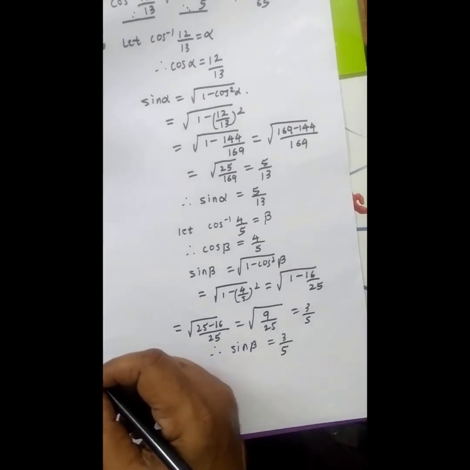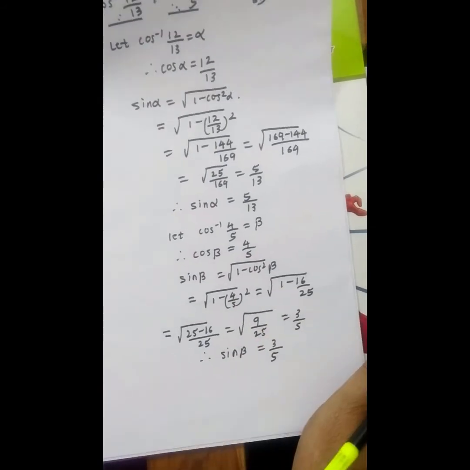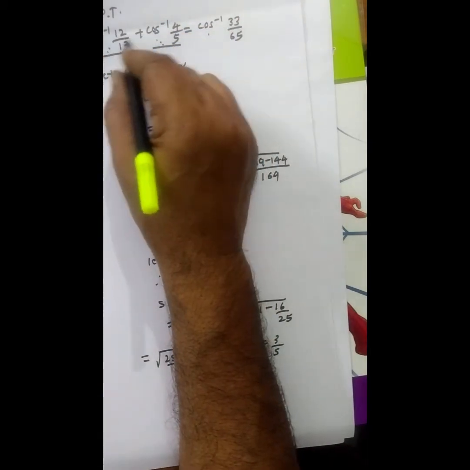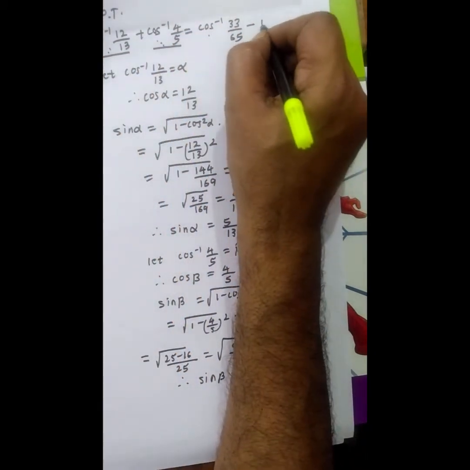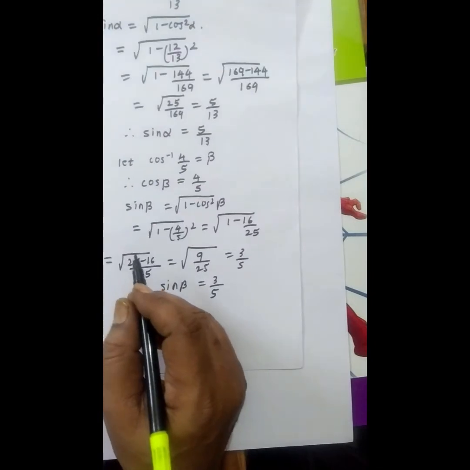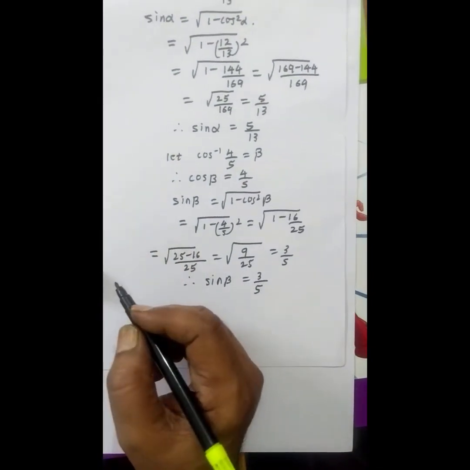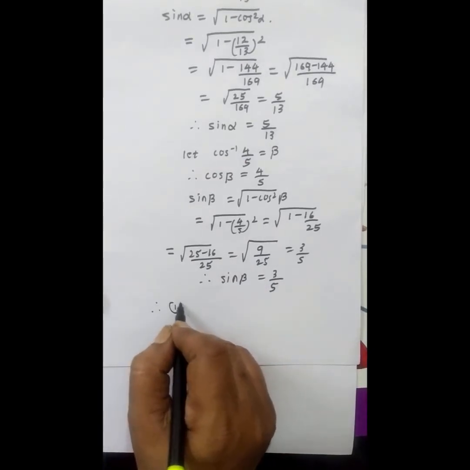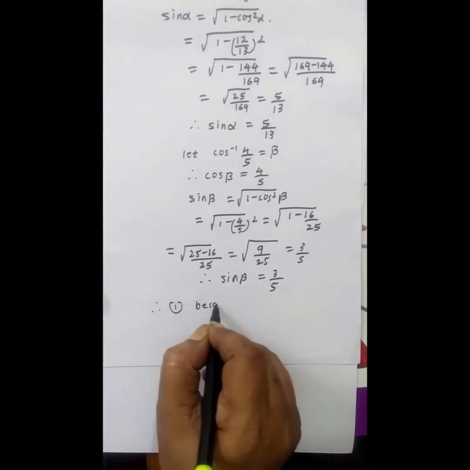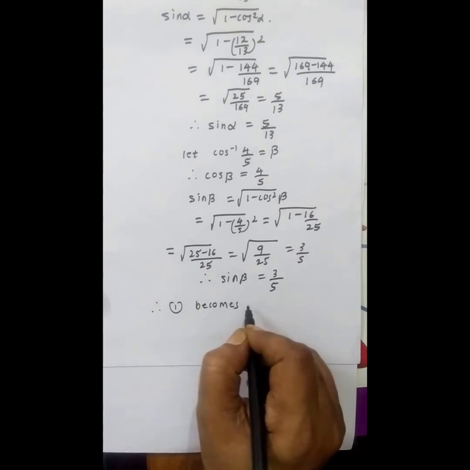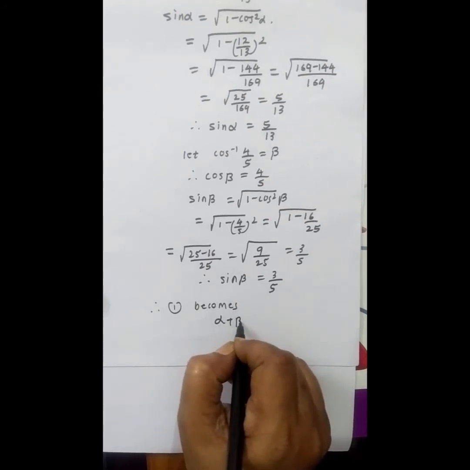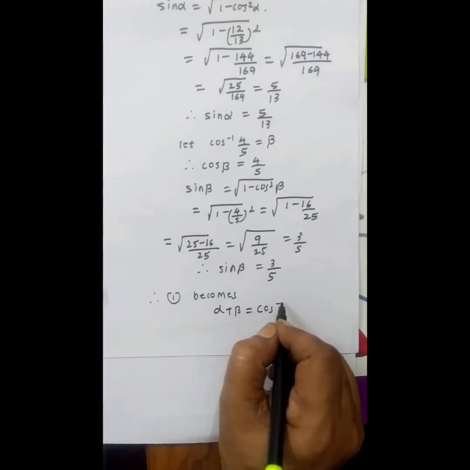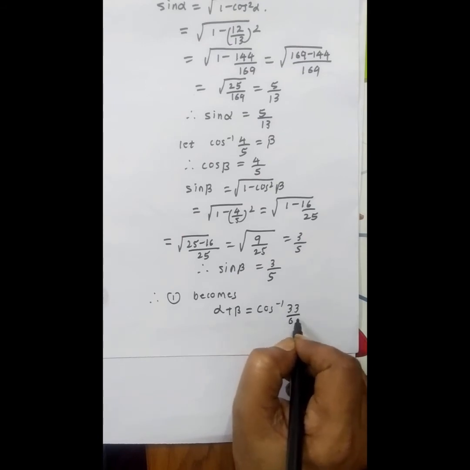Now for both we were given cos, and we have found the value of sin. Next, the right hand side is cos inverse, and I have taken one as alpha, one as beta. I will call the given sum as 1. So what happens to 1 then? Therefore 1 becomes alpha plus beta equals to cos inverse of 33 by 65.